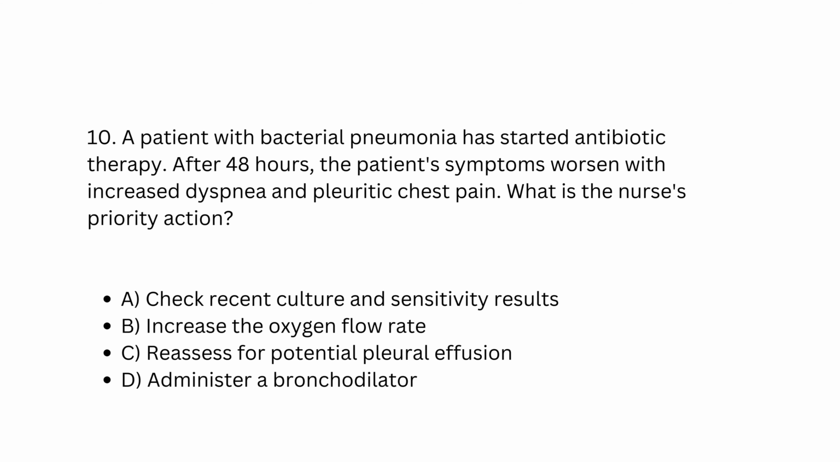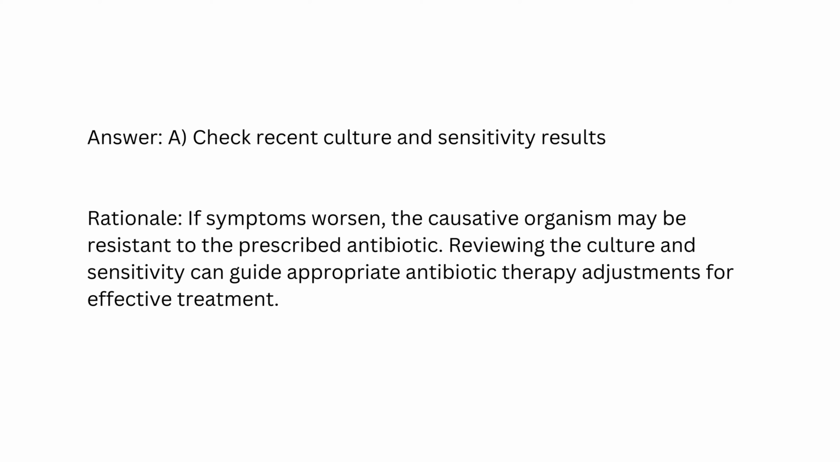10. A patient with bacterial pneumonia has started antibiotic therapy. After 48 hours, the patient's symptoms worsen with increased dyspnea and pleuritic chest pain. What is the nurse's priority action? A. Check recent culture and sensitivity results. B. Increase the oxygen flow rate. C. Reassess for potential pleural effusion. D. Administer a bronchodilator. Answer: A. Check recent culture and sensitivity results.